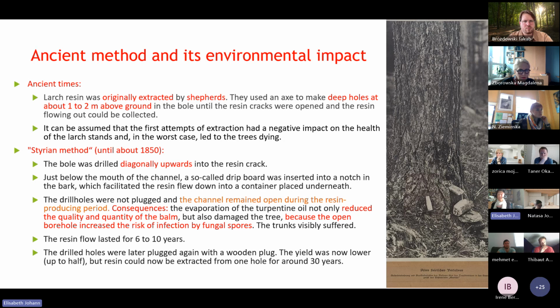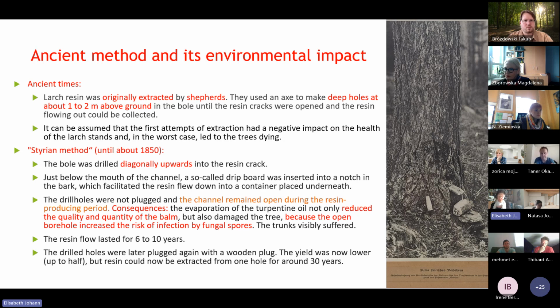It can be assumed that the first attempts to extract had negative impacts on the health of the tree, and in the worst case led to its dying. And later on, the so-called Styrian method came into being and lasted until about 1850.